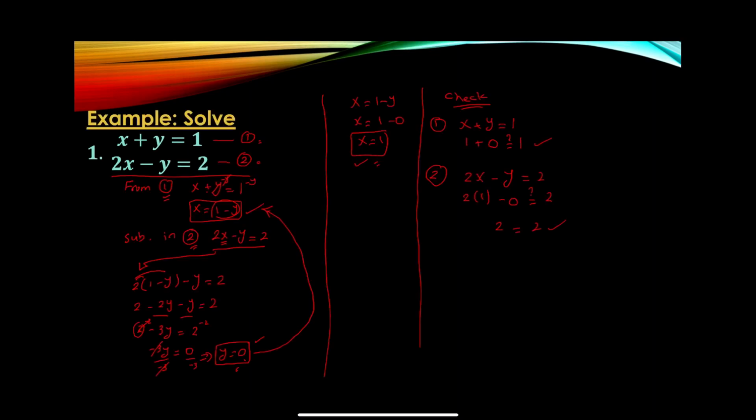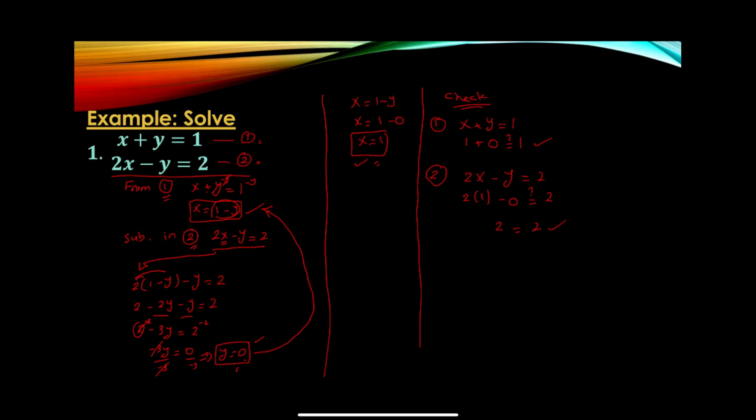3x minus 2y equals 7, and x plus y equals negative 1. Now, first of all, I want you to focus, as we did in the previous example.